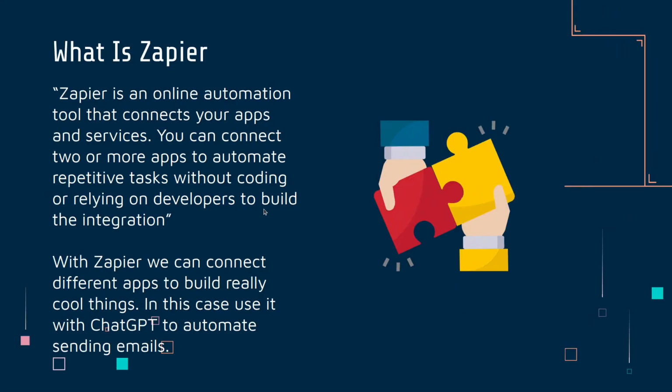So that's basically what Zapier is, the definition of Zapier from the official website. Zapier is an online automation tool that connects your apps to different services. As I said earlier, with Zapier, we can connect different apps to build really cool things, right? In this case, you're going to use GPT to automate sending emails, right? So let's create a GPT that's going to automate sending emails, and you're going to use GPT and Zapier.